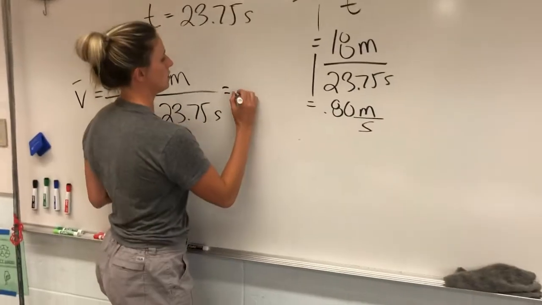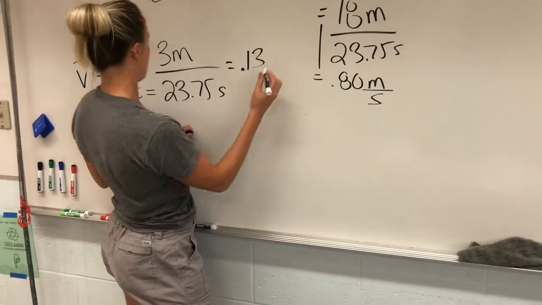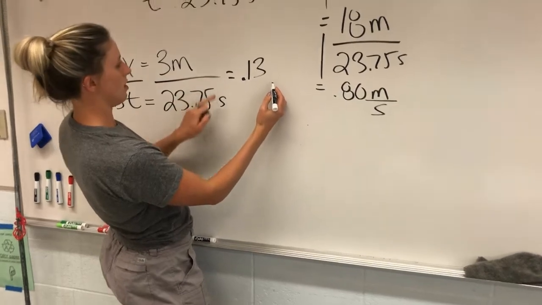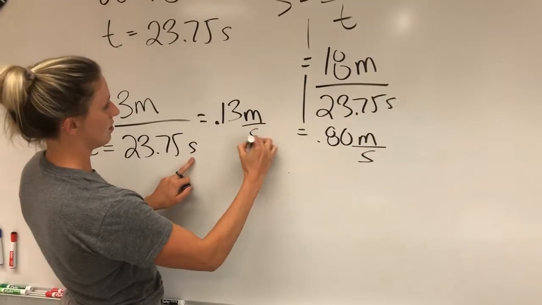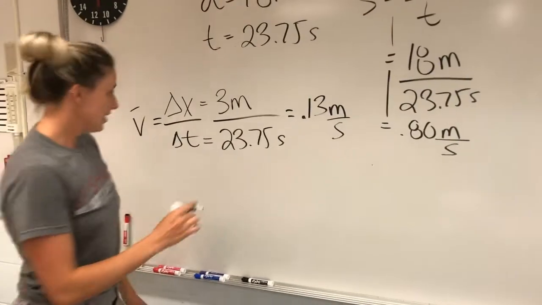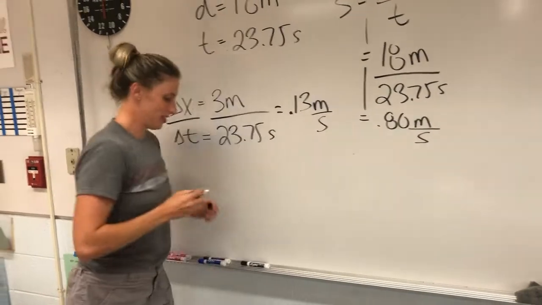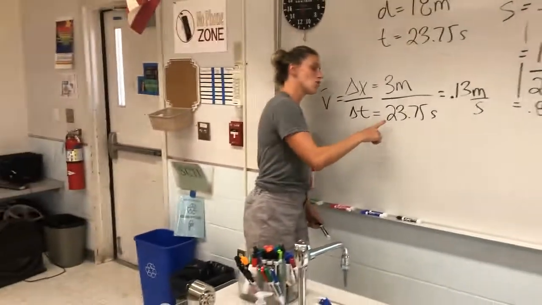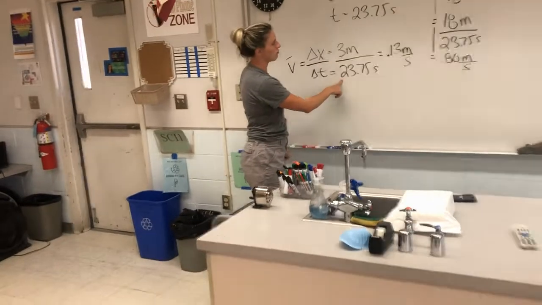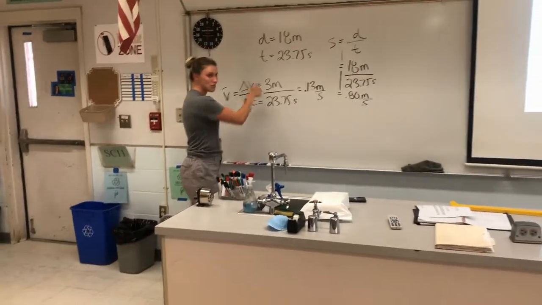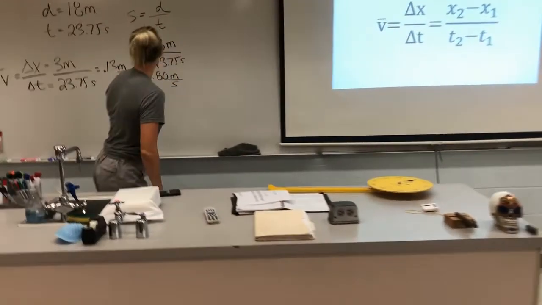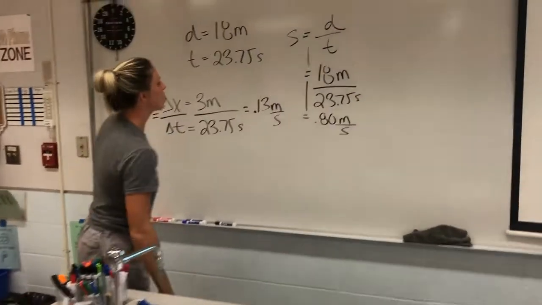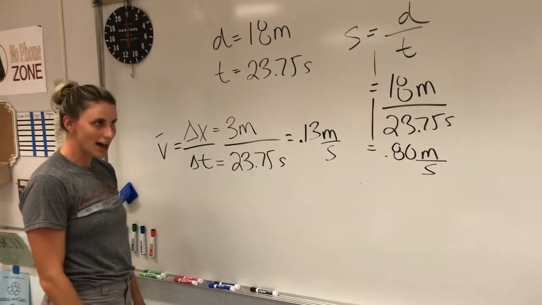0.13 what, Miss Moore? Great, glad you asked. Meters divided by seconds. That's awfully slow, Miss Moore. It is really slow, and the reason it's really slow is because it took me so long to walk all the way around the room, even though the displacement from here, the start to the end, was so small. So yeah, 0.13 meters per second was my velocity.